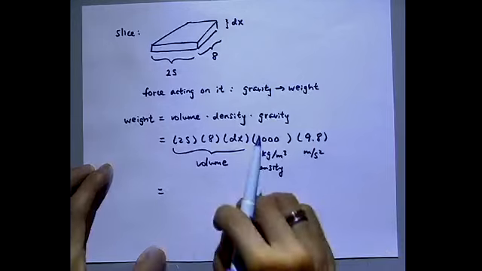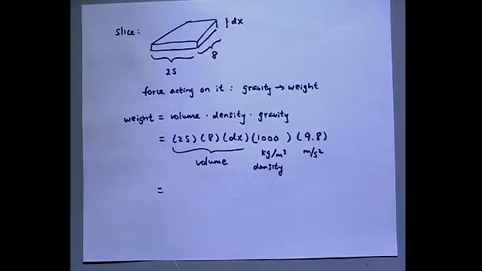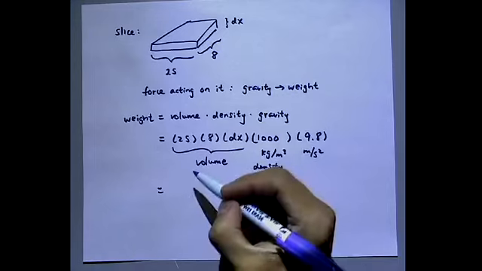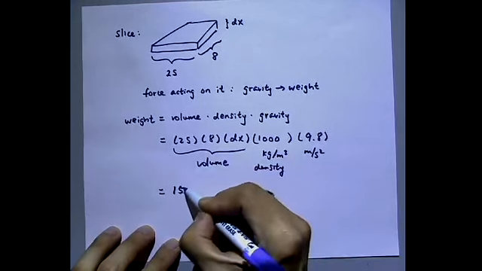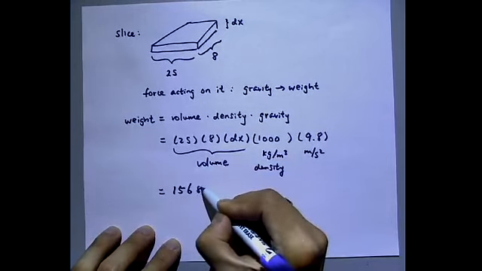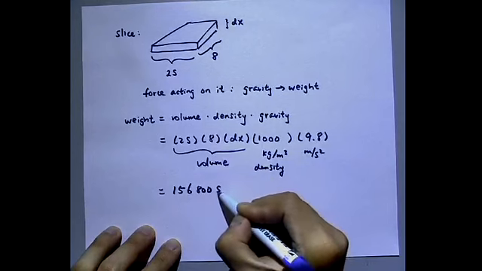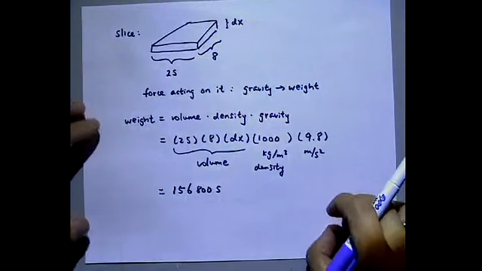So if you multiply all of this together, what do we get? We get 2 times 8 times 9.8 times 1,000, times that quantity, S, that's half the width of the slab.